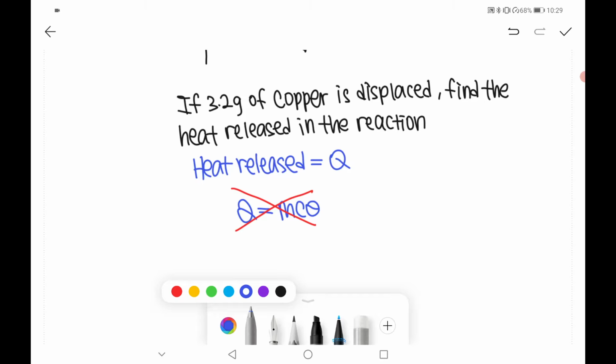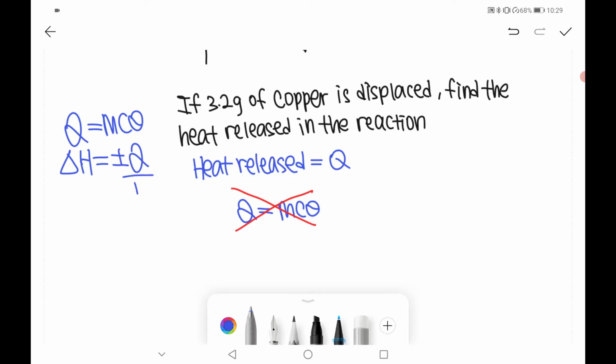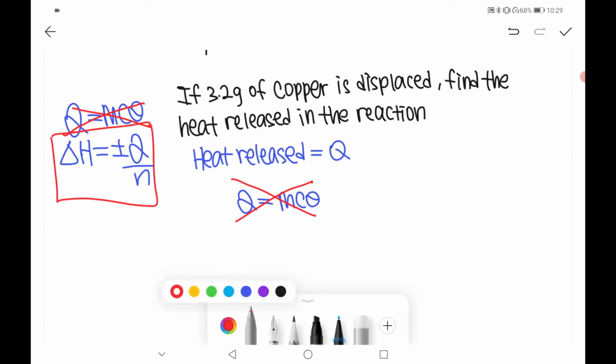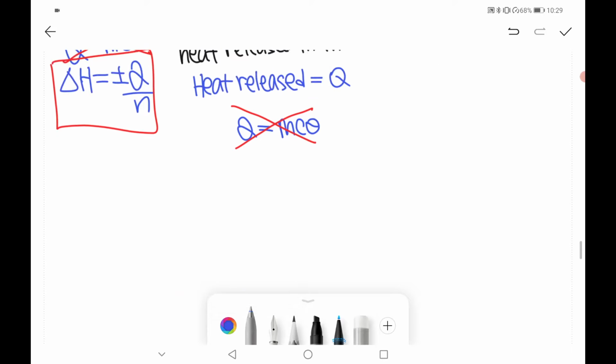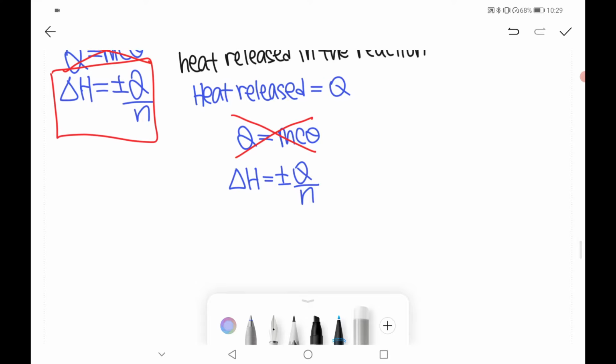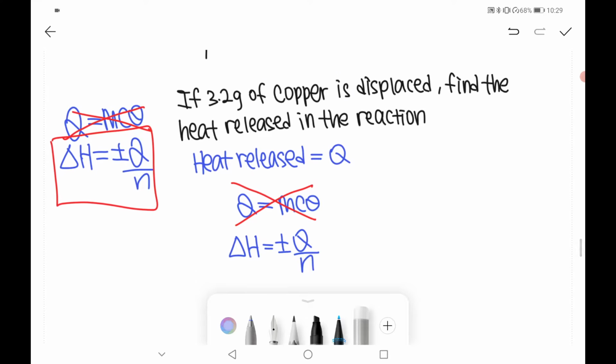No. In this chapter, when you come to the calculation of heat, there are two important formulas. The first one is Q equals mc theta. The second formula is delta H equals plus minus Q over n. Remember, these are the two super important formulas in this chapter. Since the first formula cannot be used, we will try the second formula, delta H equals plus minus Q over n. Now we will fill in the blanks to do the calculation.